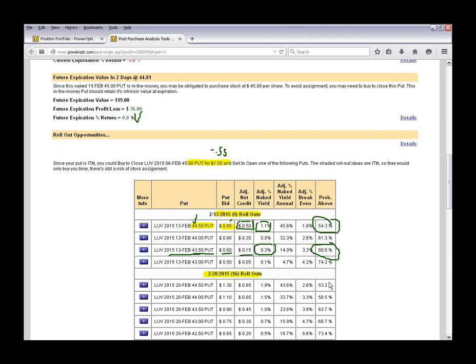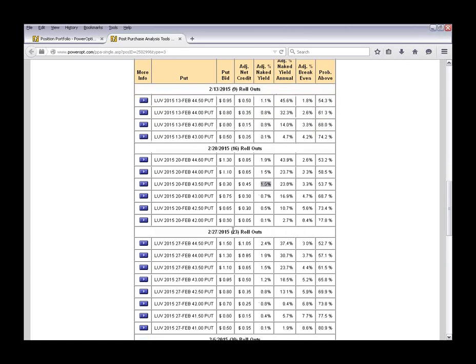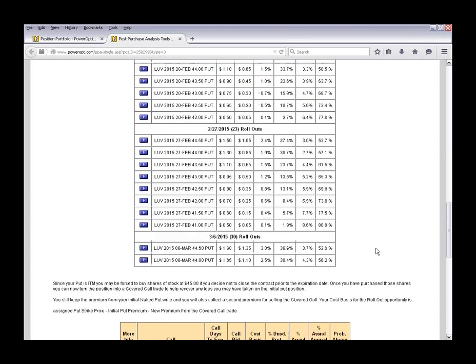So this is doing the calculations for you, but you still have to decide what works best for you. We know we're at a current loss of 1%. So what is the probability we want to see for the next roll? And if I want to make sure I'm getting a higher positive adjusted net credit while still keeping a good yield, I may have to go 23 days out in time or further out in time to keep the probability I want and to turn my loss into a winner that I want as well.